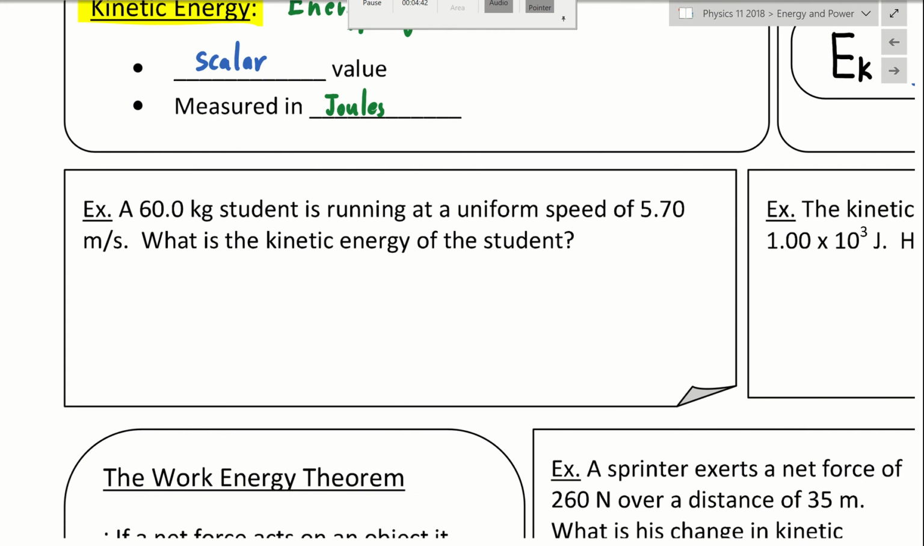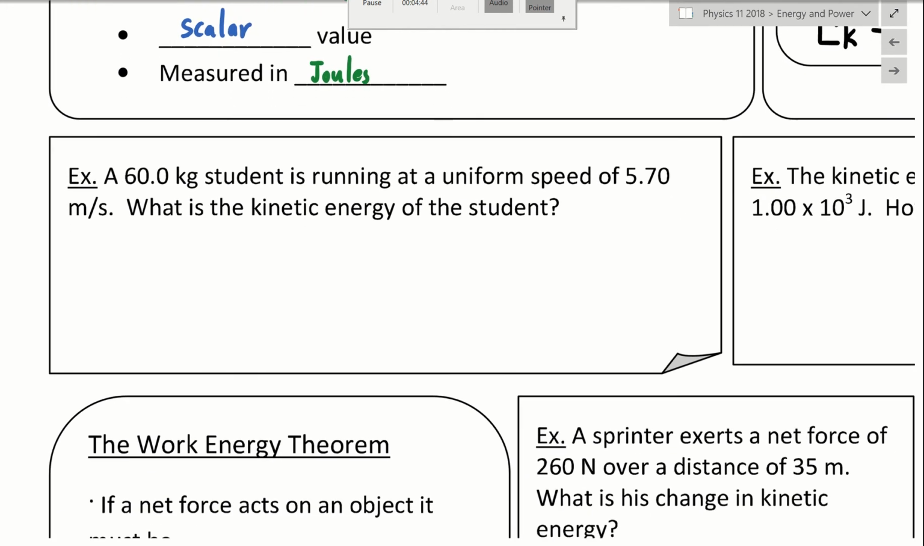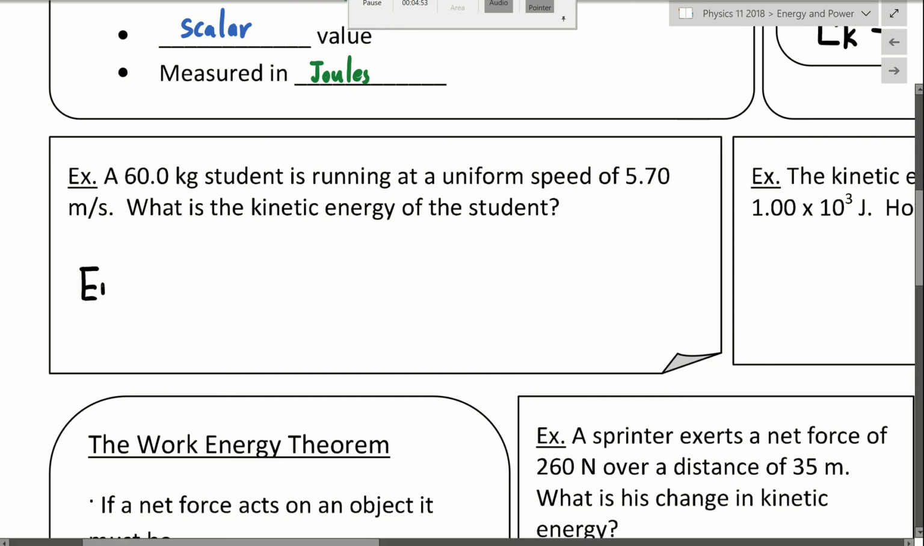A 60 kilogram student is running at a uniform speed of 5.7 meters per second. So this is pretty respectable. And what is the kinetic energy of the student? So if you're running really fast, what is the kinetic energy that you carry?